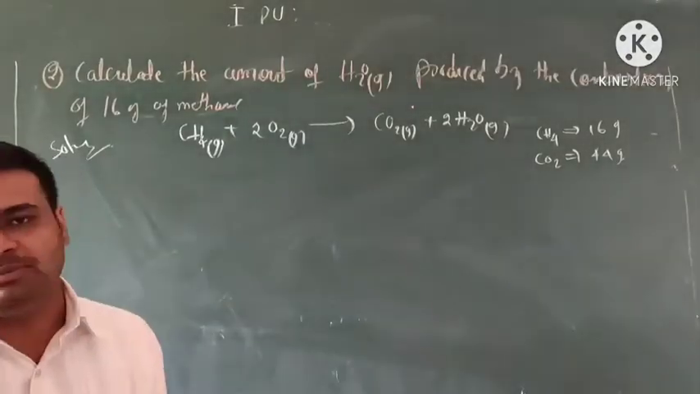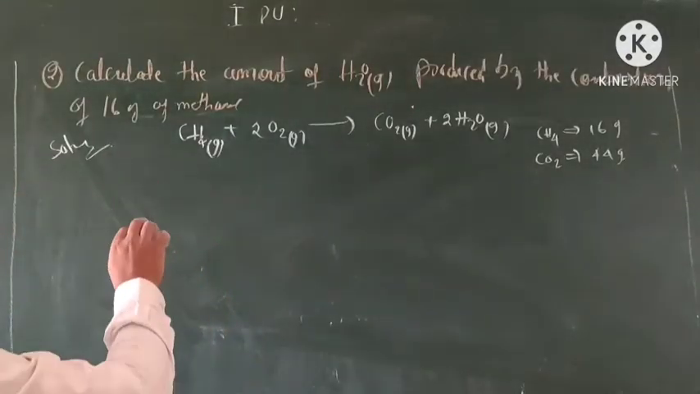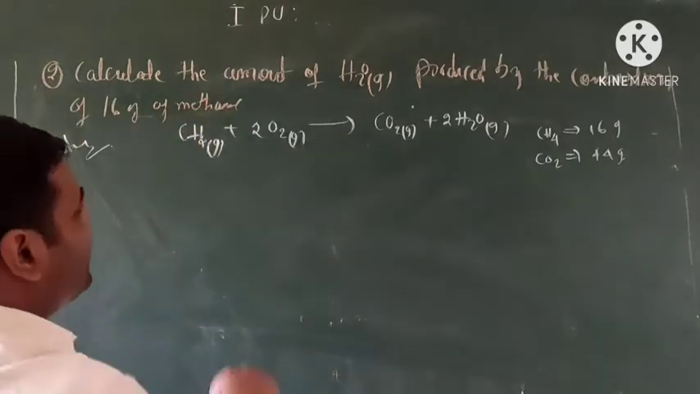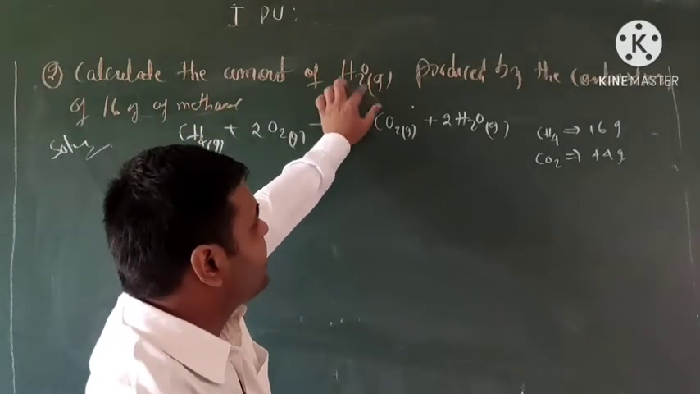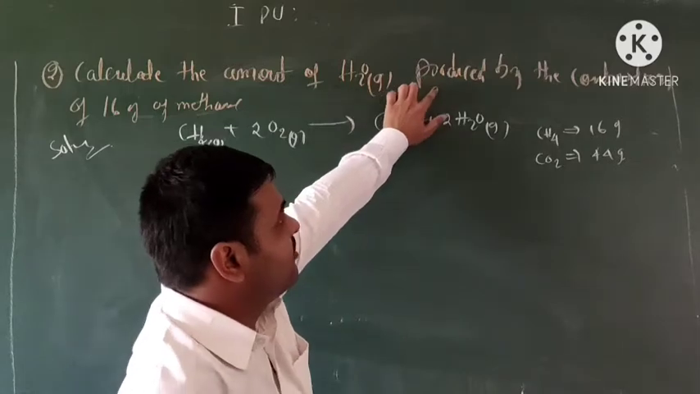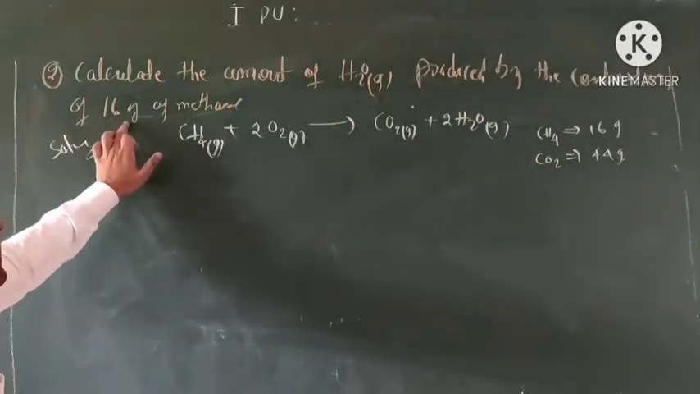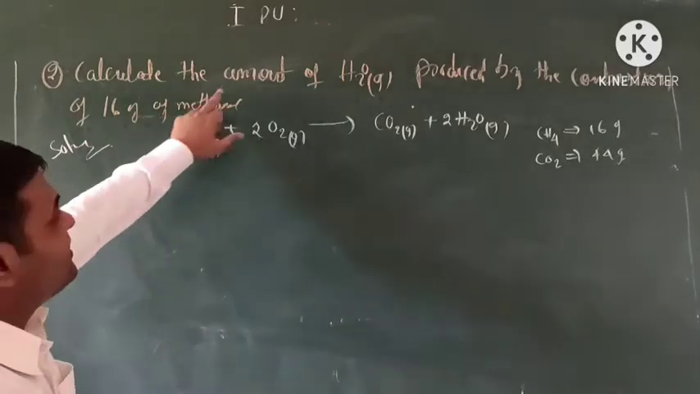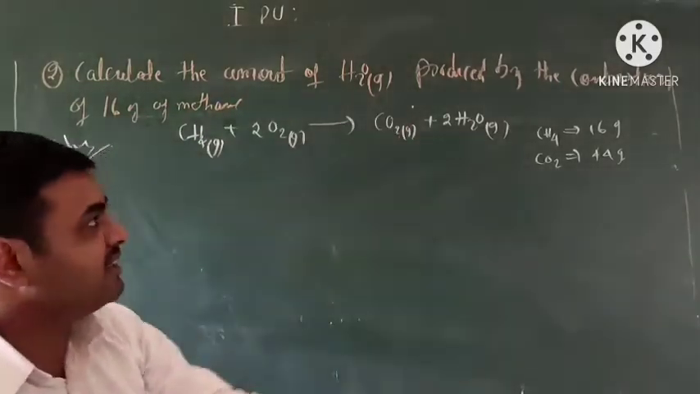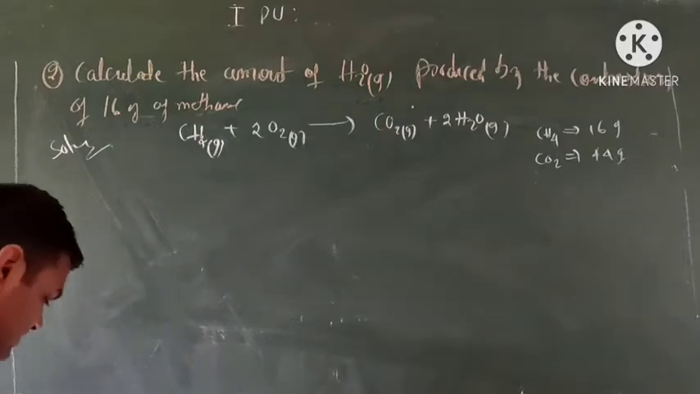Let me go to the second problem. Read it 2 or 3 times. Calculate the amount of water gas produced by the combustion, after reaction, of 60 gram of methane. Calculate the amount of water.